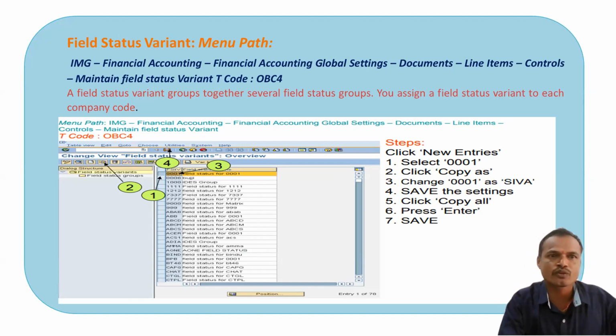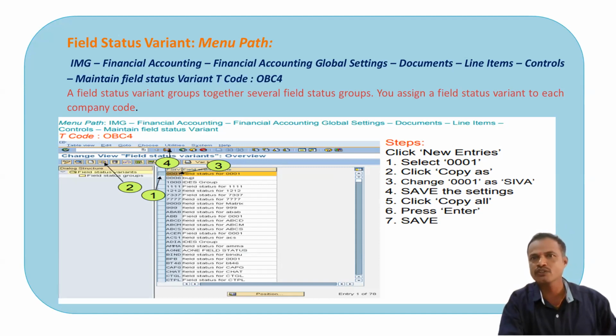So first of all, go to IMG, Financial Accounting, Global Settings, Documents, Line Items, Controls, Maintain Field Status Variant. The T-code is OBC4. A field status variant groups together several field status groups. You assign a field status variant to each company code. For that, you have to copy the standard field status variant, that is 0001.